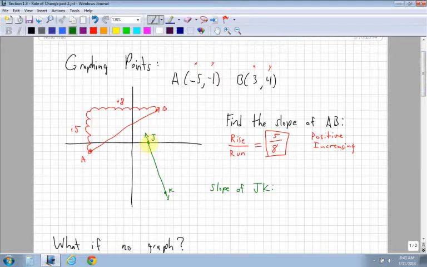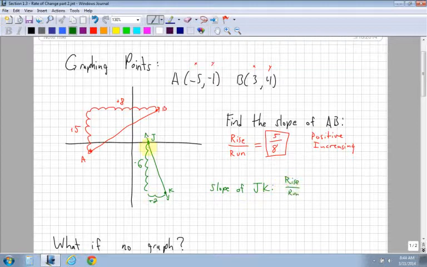For JK, from this point to this point, I can count how much it rises. In this case, it actually falls, because you always read a graph from left to right. So it falls 1, 2, 3, 4, 5, 6 units. You can see it's negative because from the left point to the right point, it goes down. Then I run to the right, 1, 2, and since I'm running to the right, that's a positive direction.